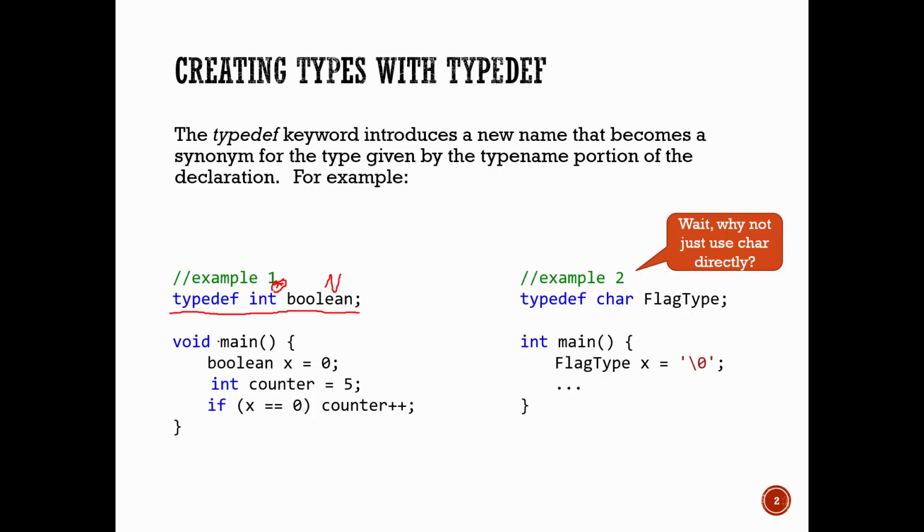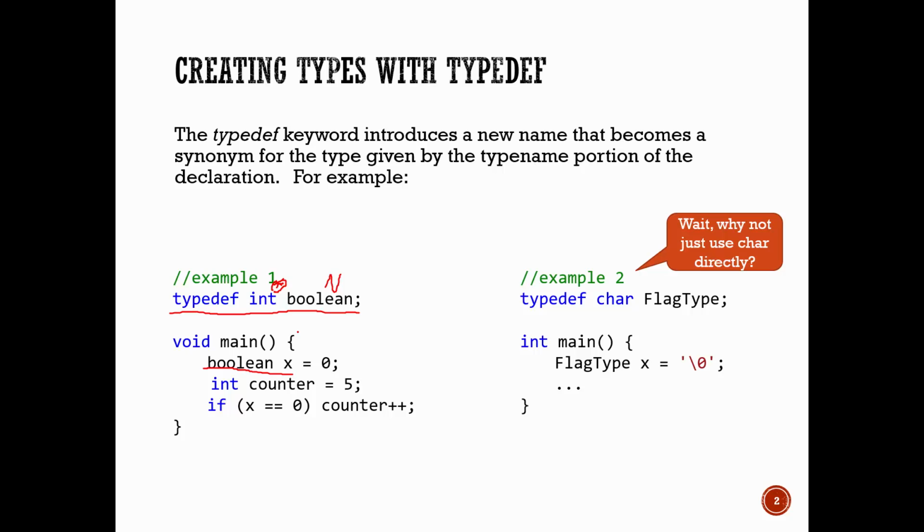Now later on in my program, what I'm able to do is stuff like this. Create a new boolean called x. x is a variable. The type in front of it is boolean. Behind the scenes, typedef is basically a rename operation. So really, x is going to be acting like an int. And that's why we have that equals 0, because that's an operation we can do on an integer.